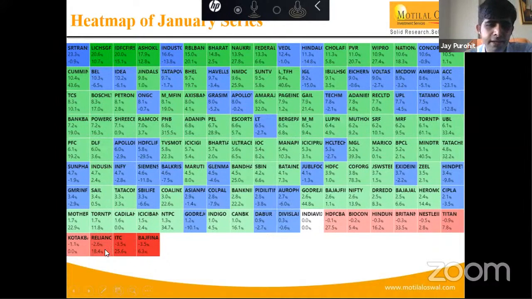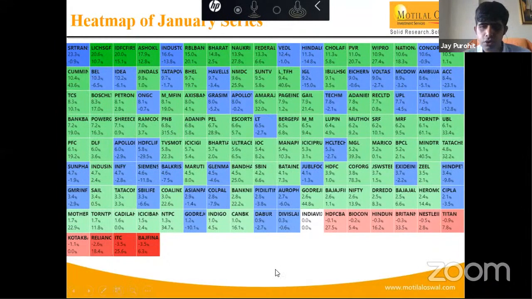So until and unless you see a reversal in these stocks, don't preempt the bottom either, because if some kind of reversal comes from the OI side or the price side, then we can see a short covering move. But as of now, there is no such sign in the data for all three stocks.